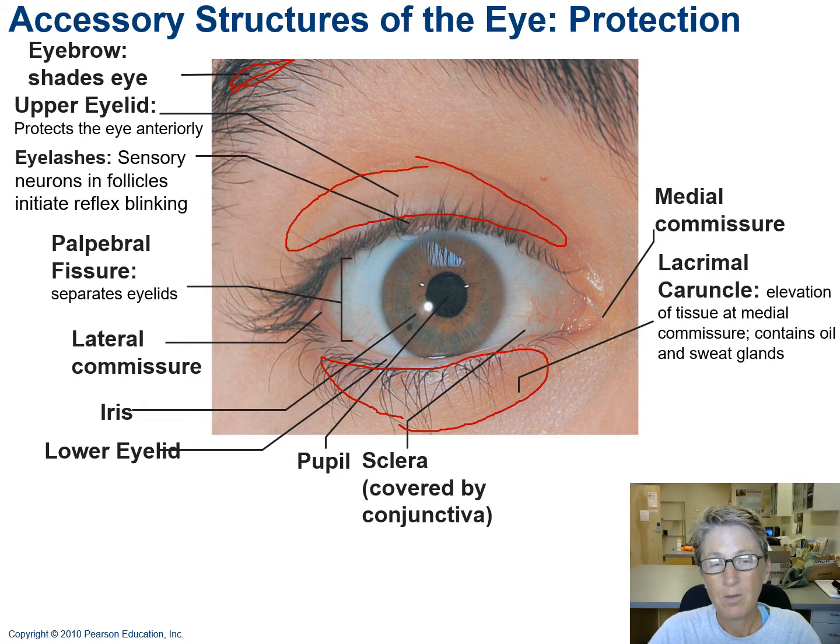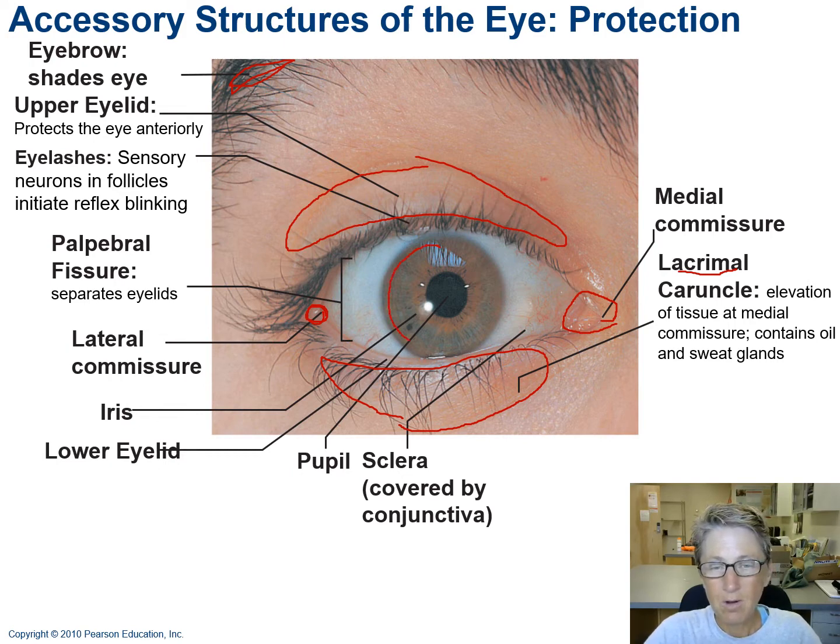Between the 2 eyelids is this fissure or opening space called the palpebral fissure. So anything that has palpebral or palpebrae in it has to do with your eyelids. And I don't know if you remember, in the spinal cord you had a gray commissure. Well, that's an area. So this is the lateral commissure. That's where your 2 eyelids come together. So if there's a lateral commissure, there's a medial commissure, and what lives in the medial commissure is this thing called a lacrimal caruncle, and that contains oil and sweat glands.